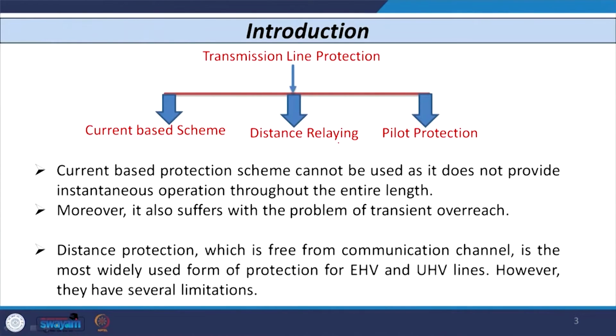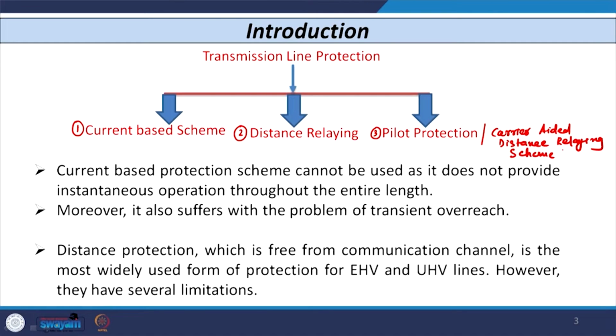So, to protect the transmission line, as we have discussed, we can use 3 different types of schemes. First is known as the overcurrent relaying scheme or current based scheme. The second is known as the scheme based on distance relays, and the third type of scheme is known as the pilot protection, or it is also known as the carrier added distance relaying scheme.